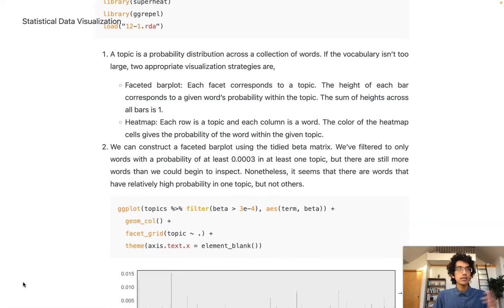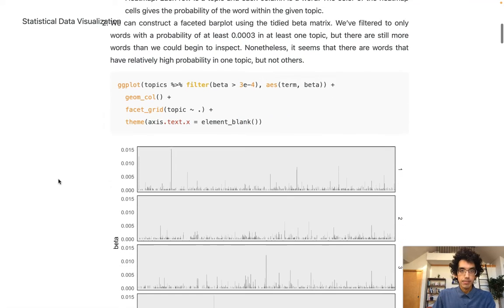Remember, a topic is a distribution over words. So we might have V vocabulary words. Each one of them is going to be associated with a weight. When you sum all those weights up, you get 1. What are two natural ways to visualize these topics? One, you can try making a faceted bar plot. Second, we'll see how you can use a heat map.